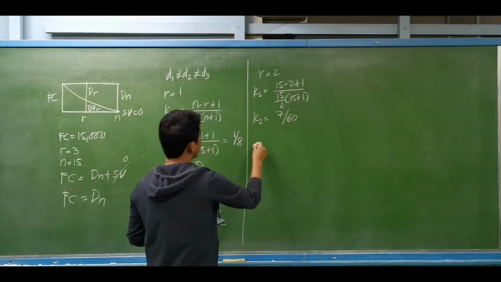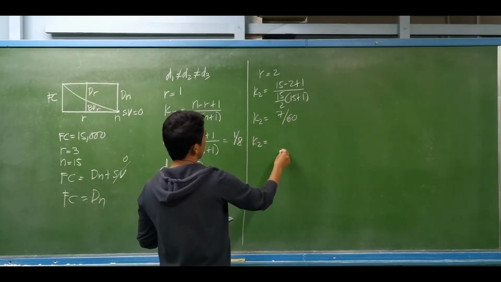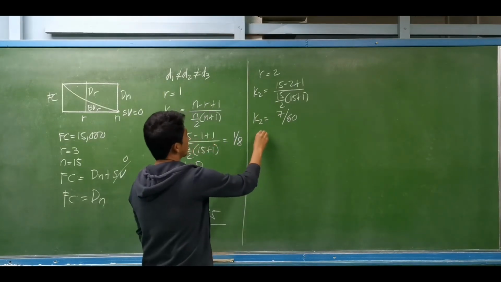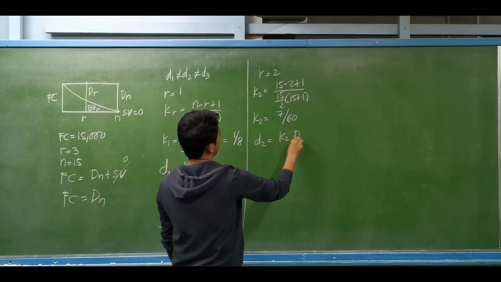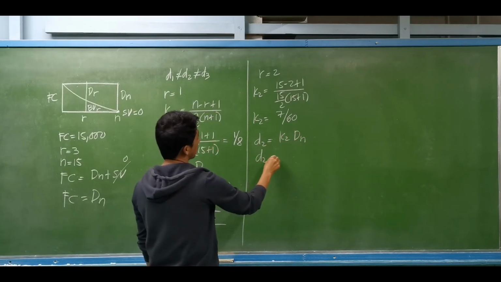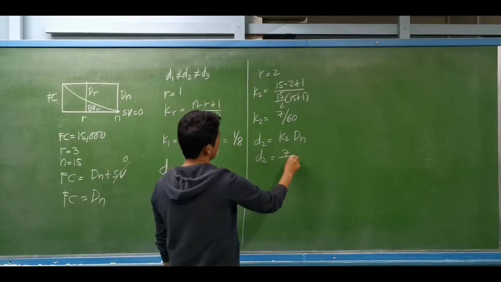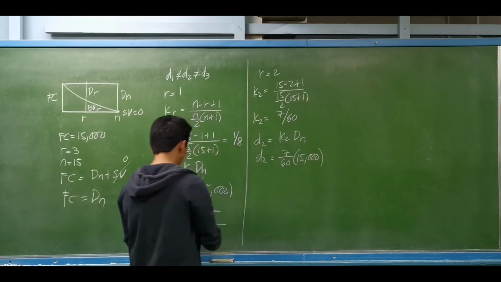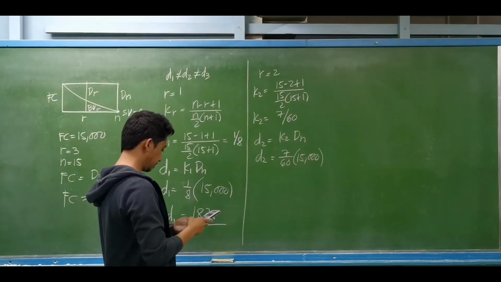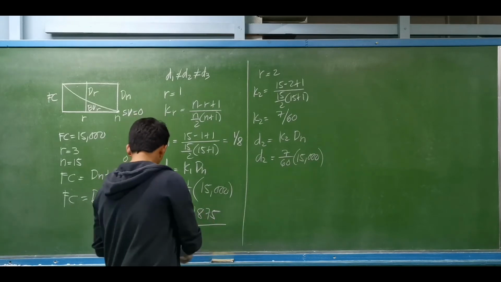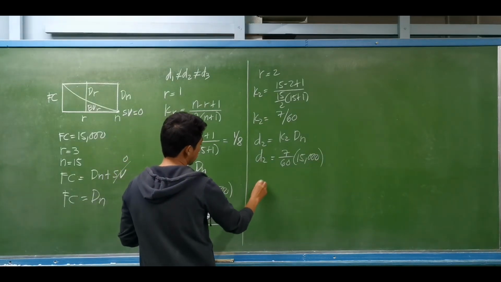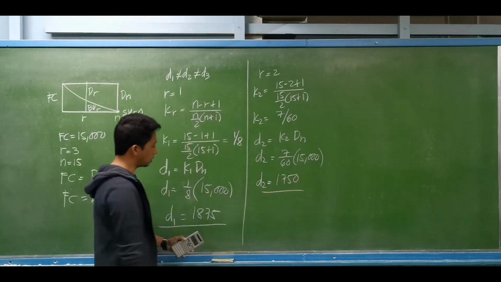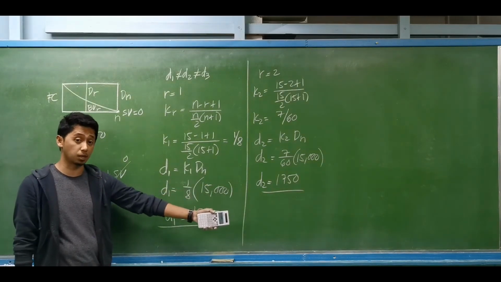So we have k sub 2, and the depreciation on the second year, d sub 2, is equal to k sub 2 multiplied by d sub n. Depreciation on the second year is equal to 7 over 60 multiplied by 15,000, which is 1,750. As you can see, this is not equal to d sub 1, and it is decreasing.